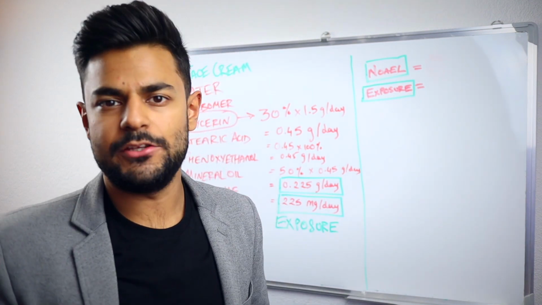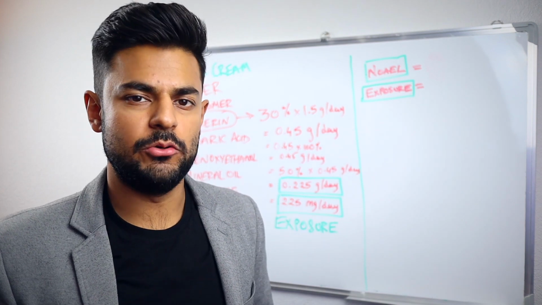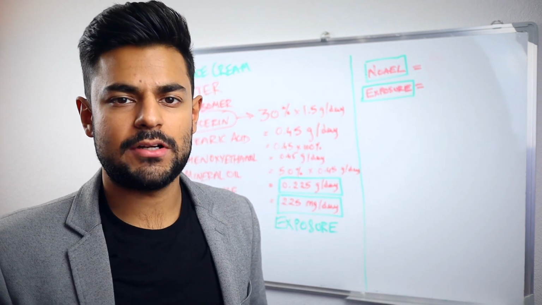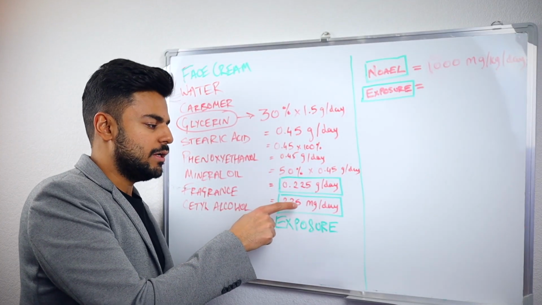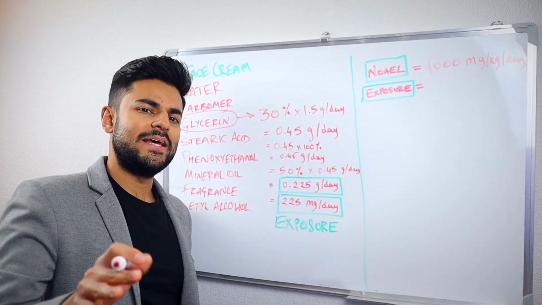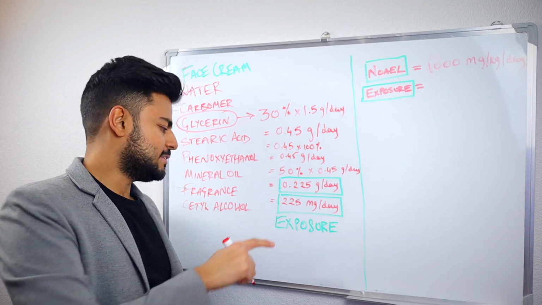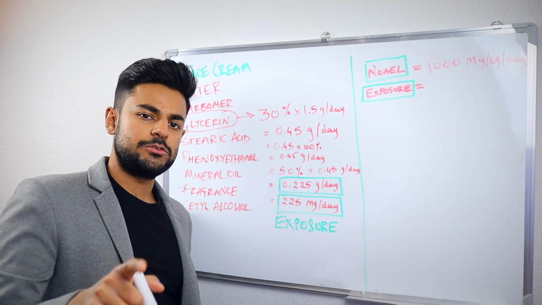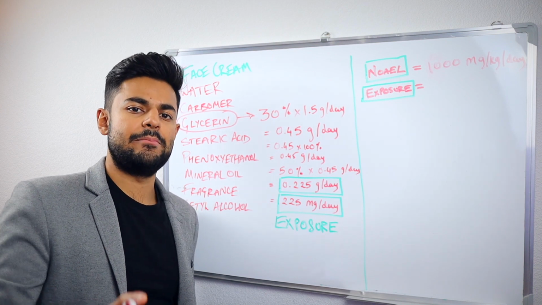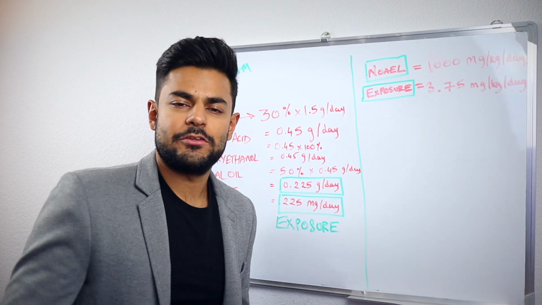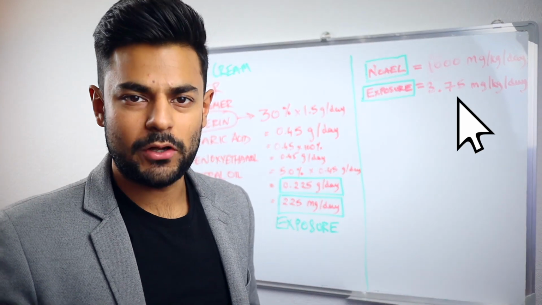So let's assume here that you derived a NOEL value of about 1000 milligram per kilogram body weight per day. You might have noticed our exposure value was in milligram per day. So to make sure we have the same units, we need to divide this number by an average body weight of a human. So let's say in this case, we're looking at a 60 kilogram user of our product. So that's about 3.75 mg per kg body weight per day.